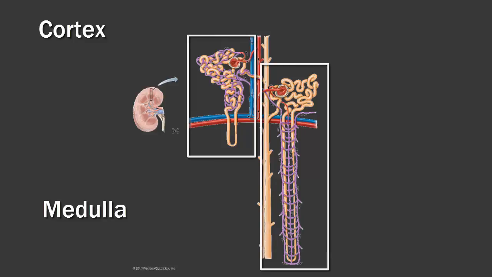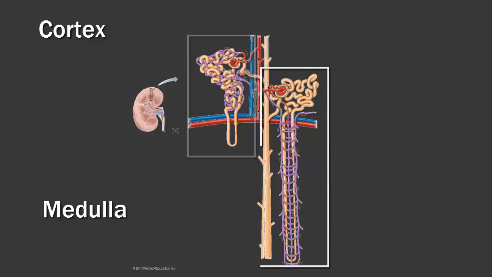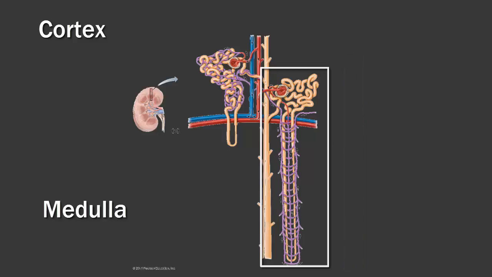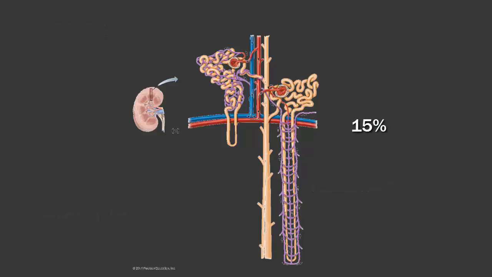The cortical nephrons have short loops that do not dip very far into the medullary region. On the other hand, the juxtamedullary nephrons have extremely long nephron loops that extend into the deepest part of the medulla. Now, the peritubular capillaries of the juxtamedullary nephrons are specialized into the vasa recta, and they are intimately connected with the nephron loops. The juxtamedullary nephrons make up only about 15% of the total number of nephrons. However, they are critical to the process of concentrating urine and conserving water.